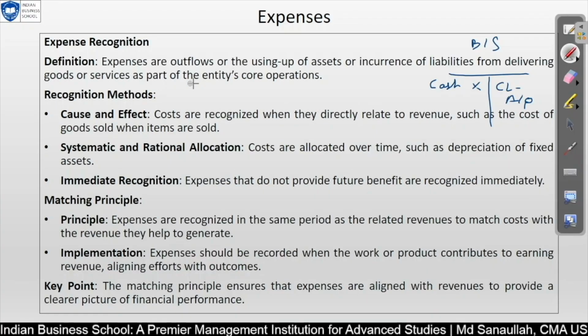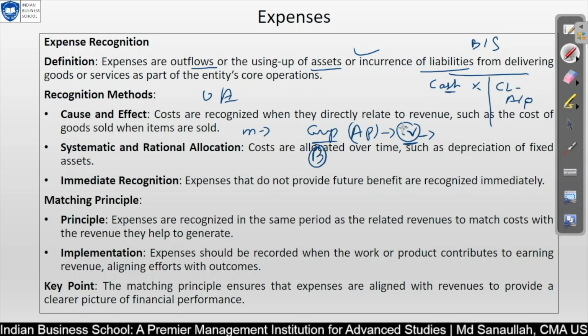Okay, so expense is an outflow. Outflow means expenses are the using up of assets or the incurrence of liability. If you have booked the invoices, expense to vendor payable, accounts payable will be on your credit side. So you have incurred the liability, because we have booked the expense, since either we have received the goods or rendered the service and we have consumed the benefit. So for that we have to create the liability.